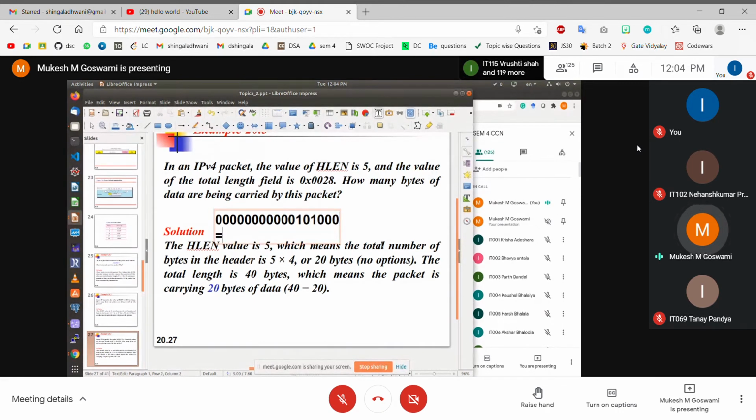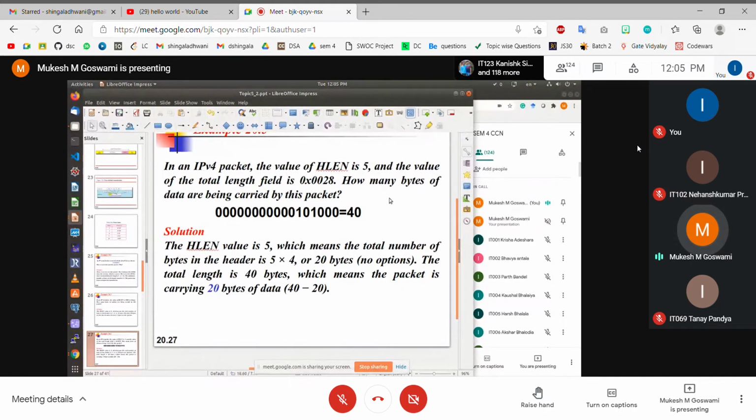Now I have to convert this into a decimal equivalent, right? So what is the decimal equivalent here? You can just make it out. It is 1, 2, 4, 8, right? And then we have 16, and then we have 32. So it is 32 plus 8, that is going to be equal to 40. So the binary equivalent of the total length field is 40. So 40 is going to be the total length of the packet, right?